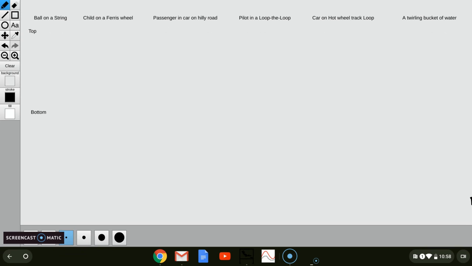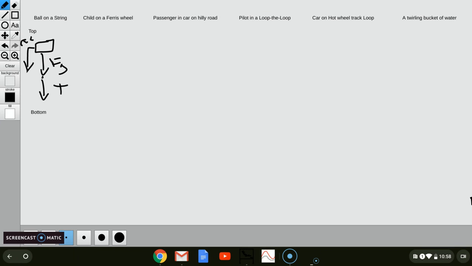So, ball on a string. Here we go. So if we start at the top, there's our ball. Okay. We're going to have a force of gravity down. And then the string is also going to be pulling the ball down. So there's going to be a tension in that string there. The centripetal acceleration will point towards the center of the circle. Since the ball's at the top, it's got to point down.